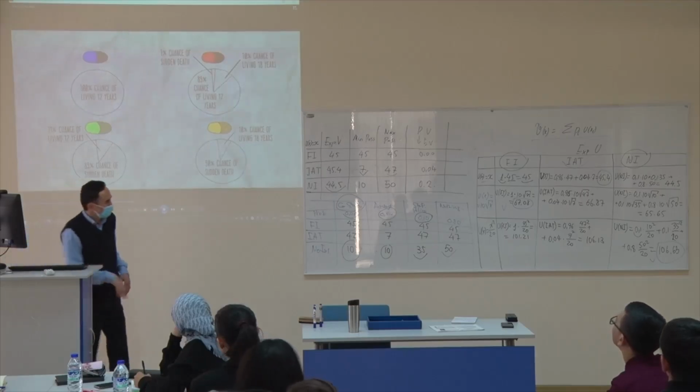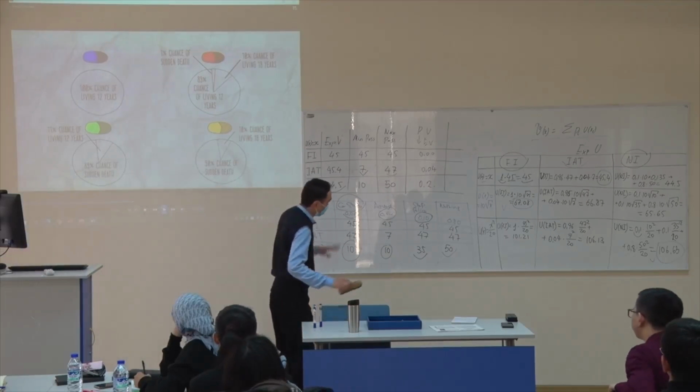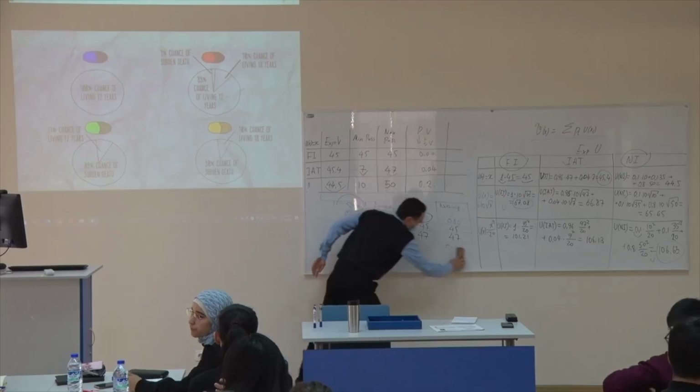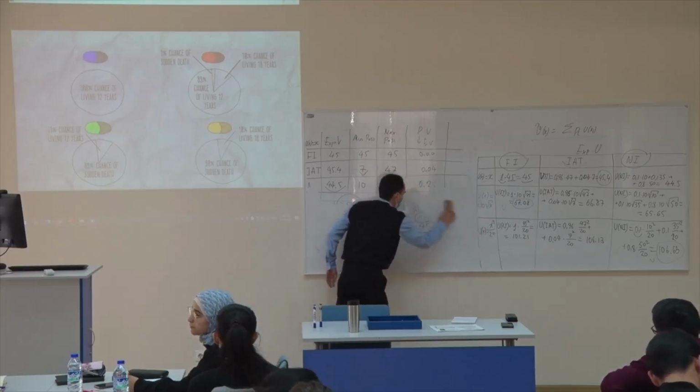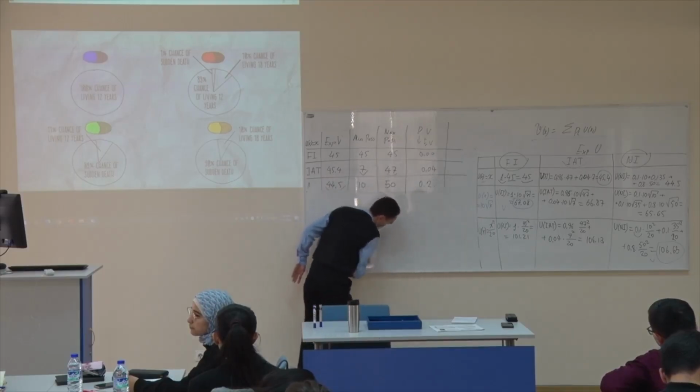Okay. So now we have this data, right? So if it was not so clear, I'll try to make it clear to all of you. What is Allais paradox?